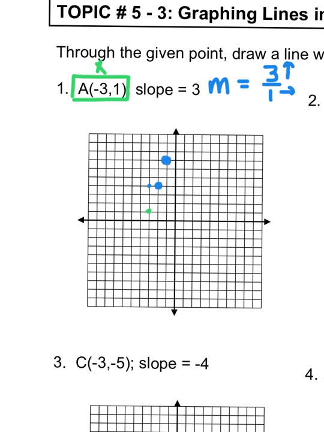I'm going to go back and erase this little smudge I did. So let's assume that I wanted to go the other way. Well, the opposite of going up 3 and right 1 is going down 3, left 1. So if I wanted to continue writing points, I'd go back to point A, and from there I would go down 3, left 1, down 3, left 1.